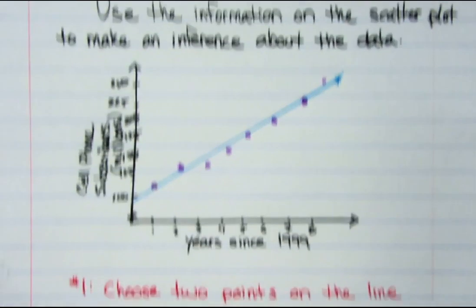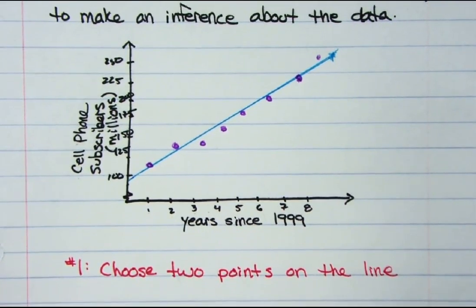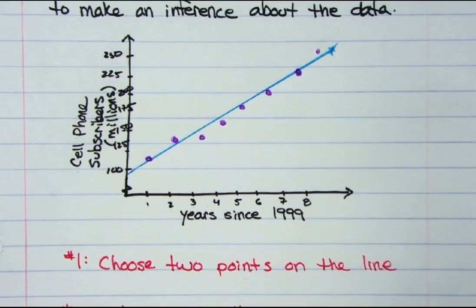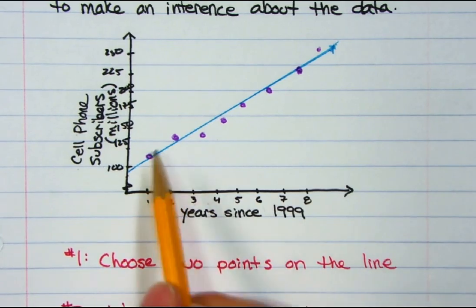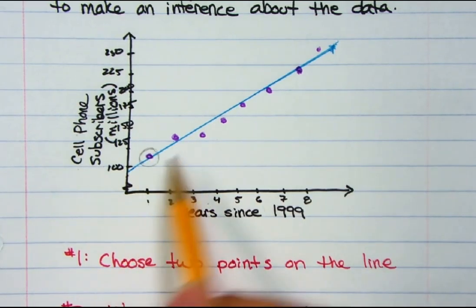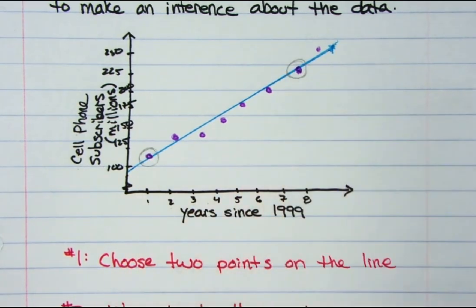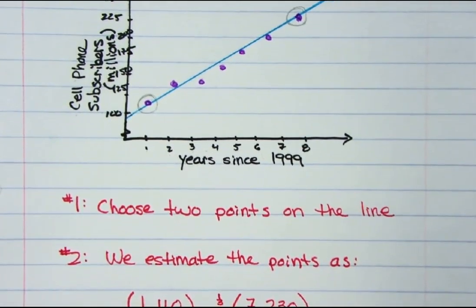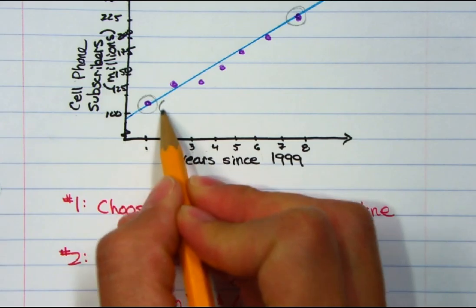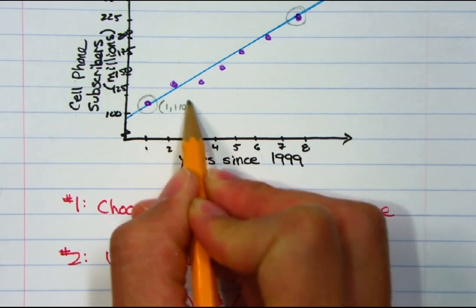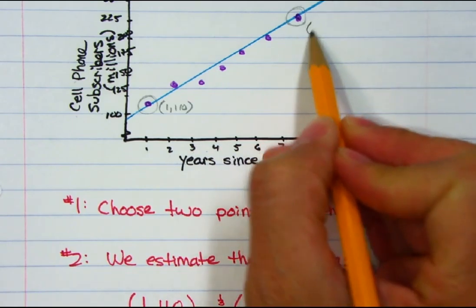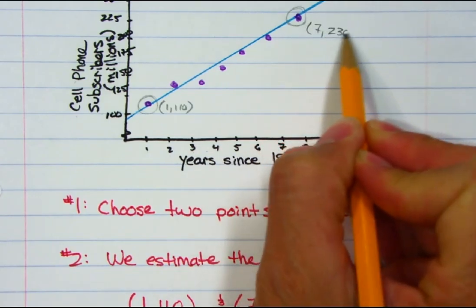Well, what I can do now is, number one, I can choose 2 points on the line. Okay, I want to choose 2 points that actually touch the line if possible. It makes my life a lot easier. So I decided to choose this point here and this point over here. Next, I'm going to estimate those coordinates. I'm going to estimate this coordinate to be (1, 110). I don't know exactly, but I'm going to say that's about that. And I'm going to estimate this one to be (7, 230).